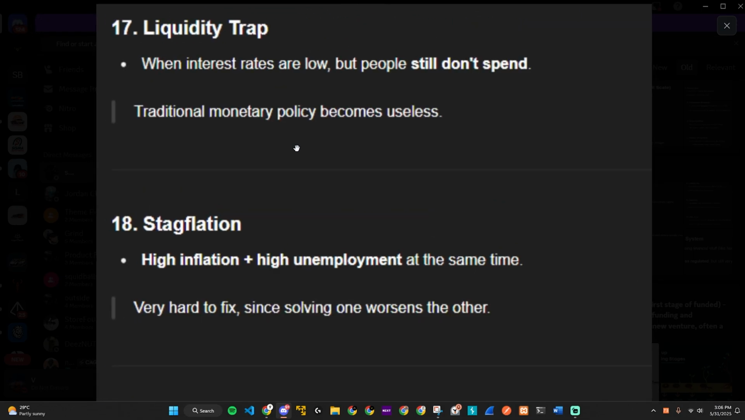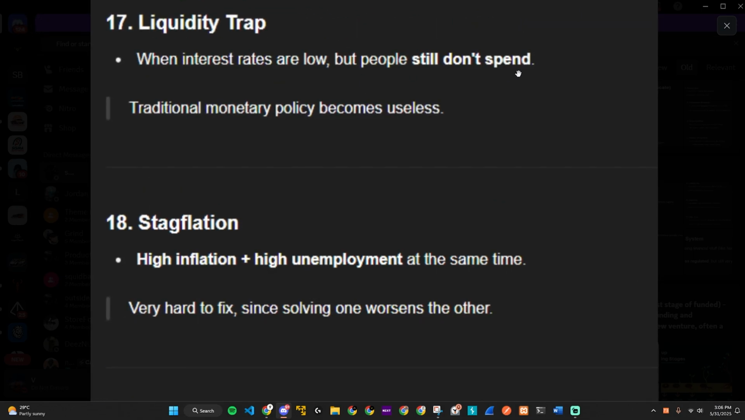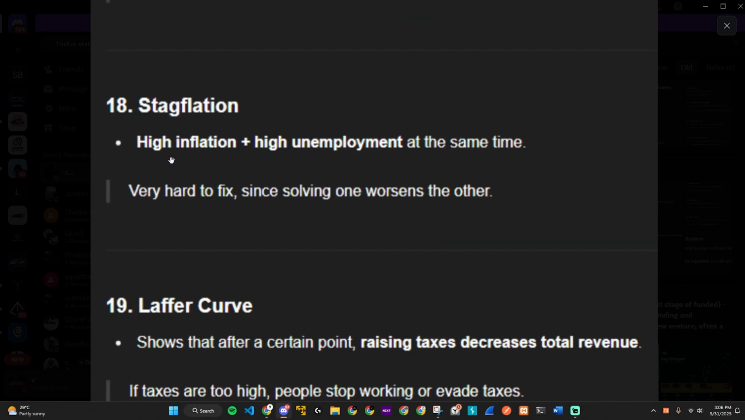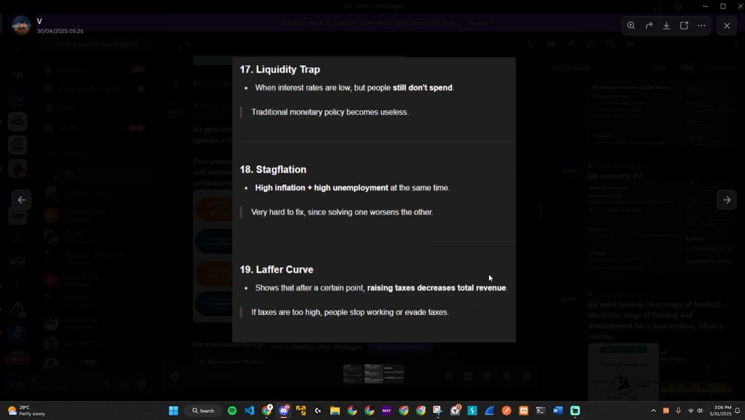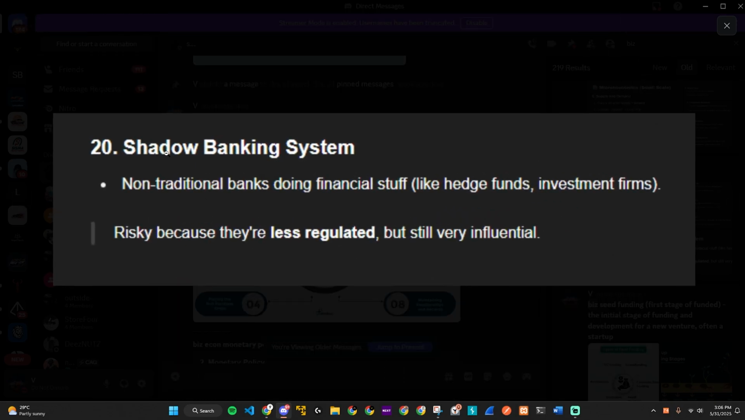Liquidity trap: when interest rates are low, people still don't spend, so monetary policy becomes useless. Stagflation: high inflation plus high unemployment at the same time. Very hard to fix, since solving one worsens the other. The Laffer curve shows that after a certain point, raising taxes decreases total revenue, right? This is something that happened in my own country. If taxes are too high, people stop working or evade taxes, right? It's not that bad, but you get the point.